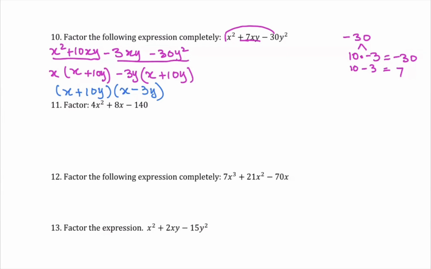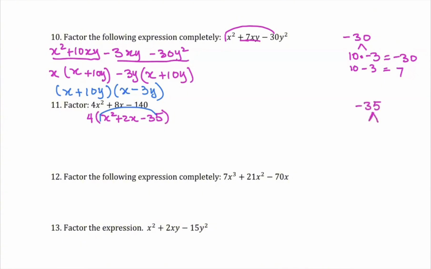Same thing here, but we want to check to see if there is a common factor to pull out. In this case, I believe 4 is probably the common factor. Let me factor 4 out. It's 4 times x squared plus 2x minus 35. Now, we're going to multiply the coefficient 1 of x squared by negative 35. So that's negative 35, right?